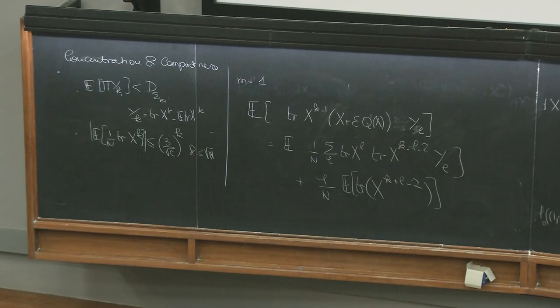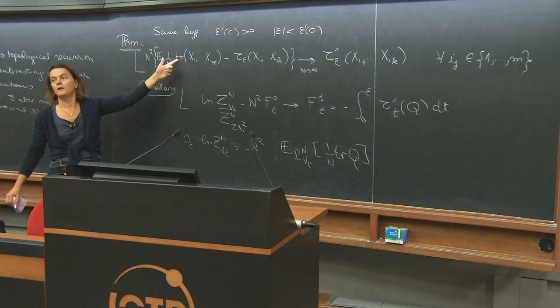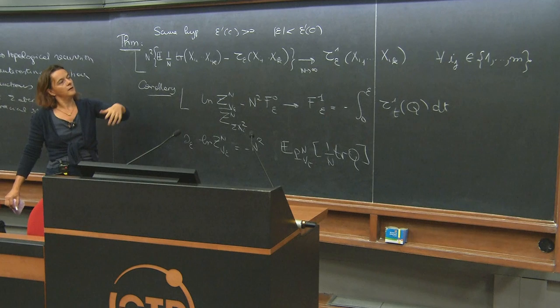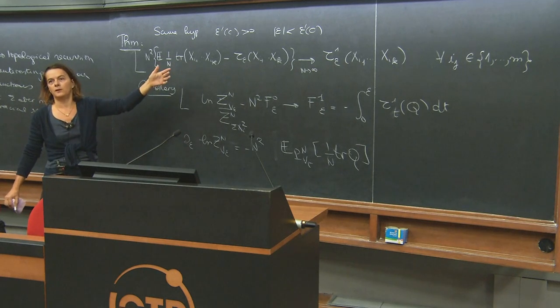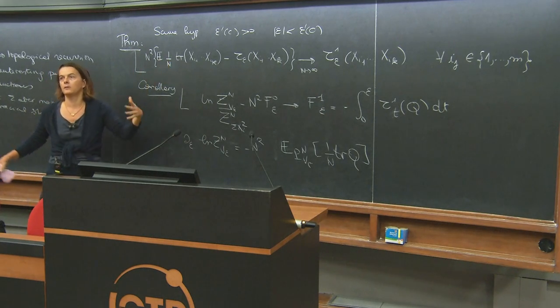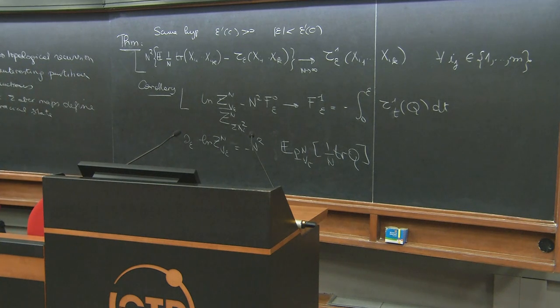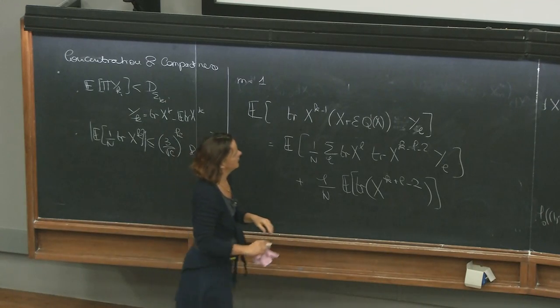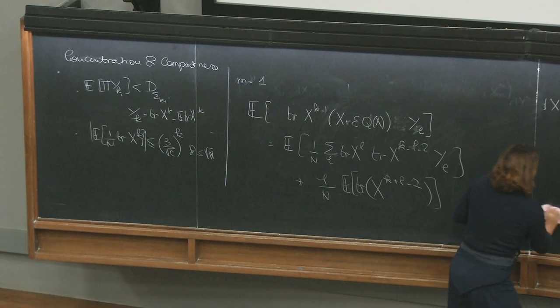Okay, so it's always the strategy that to get additional information on the moments where you have, let's say, p traces, you will first need to get some information when you have p plus 1 traces, then plug it back into your equation to get some information like this. Because in the Dyson-Schwinger equation, you always have one more trace on the right-hand side. So if you want to proceed by recursion, you need to do this.